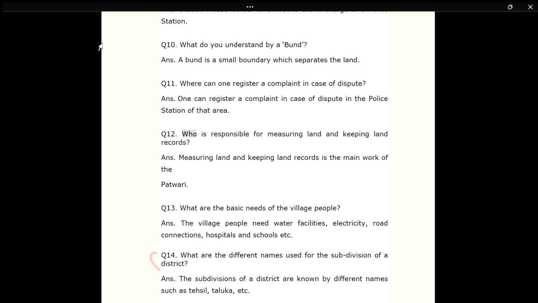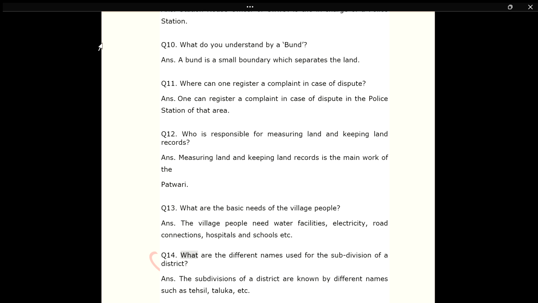Q12. Who is responsible for measuring land and keeping land records? Ans. Measuring land and keeping land records is the main work of the Patwari. Q13. What are the basic needs of the village people? Ans. The village people need water facilities, electricity, road connections, hospitals and schools, etc.